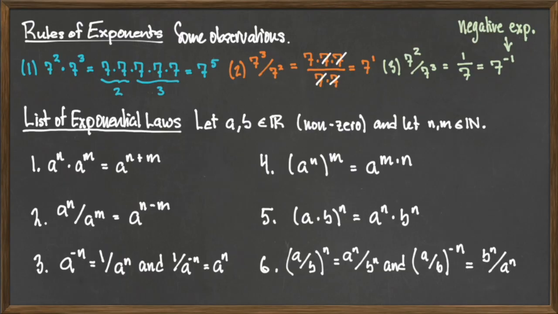And also, with the second part of rule number 6, this means that whenever I have a fraction to a negative power, applying that negative sign from the exponent reciprocates my fraction, or turns it upside down.